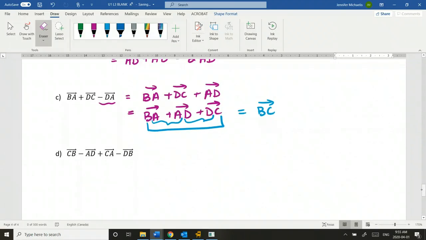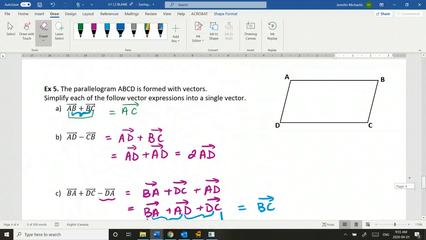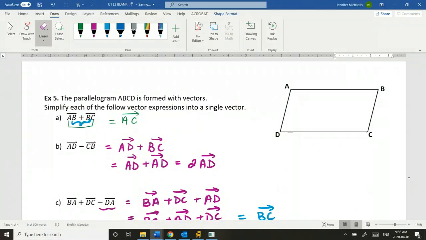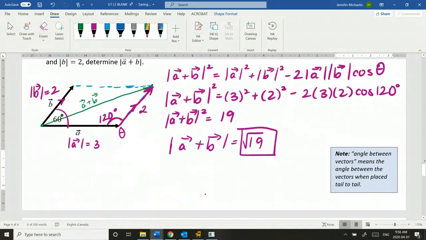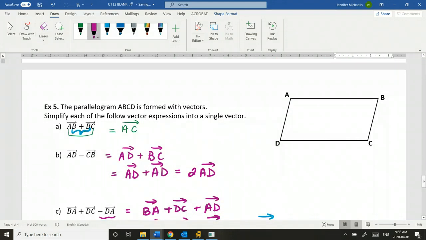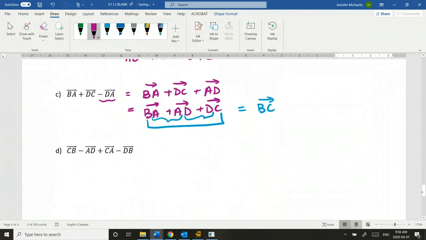Okay, and then for the last one here, CB minus AD plus CA minus DB. So let's just start by switching the negative vectors into their opposite vectors.